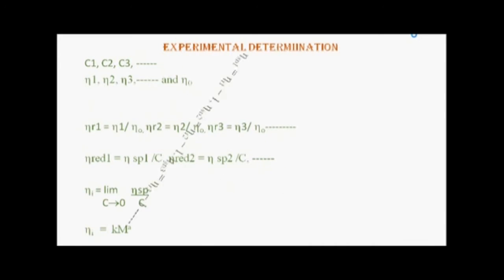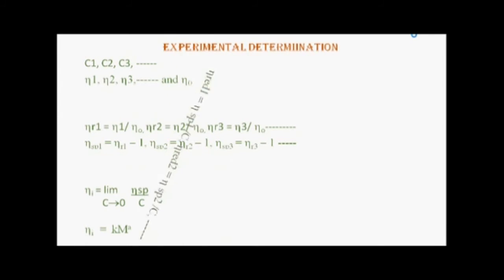Then calculate eta Sp by subtracting 1 from eta r. So you get various values of eta Sp like eta Sp1, eta Sp2, eta Sp3 and so on. Then calculate eta reduced. As you know, eta reduced is nothing but eta Sp upon C. So the values become eta reduced 1, eta reduced 2, eta reduced 3 and so on. And then plot a graph between eta reduced versus concentration.